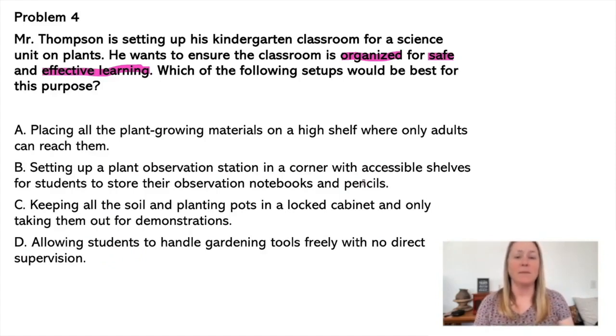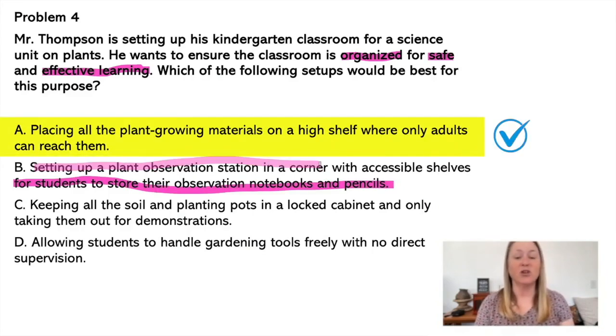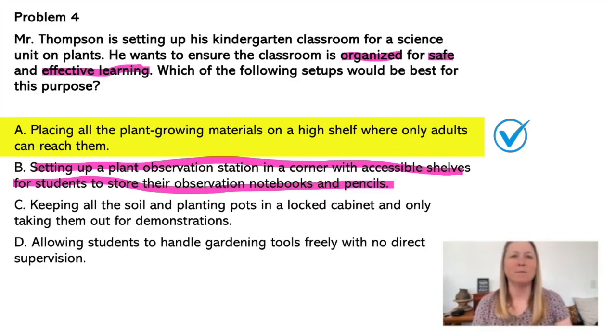So setting up a plant observation station in a corner with accessible shelves for students to store their observation notebooks and pencils is the correct answer because it is accessible and allows students to engage in hands-on learning in a safe and organized manner. It promotes independence by allowing them to access their materials easily, enhancing their learning experience about plant growth. This setup supports effective science teaching by encouraging students to make observations and record their findings, which is a key part of the scientific process.